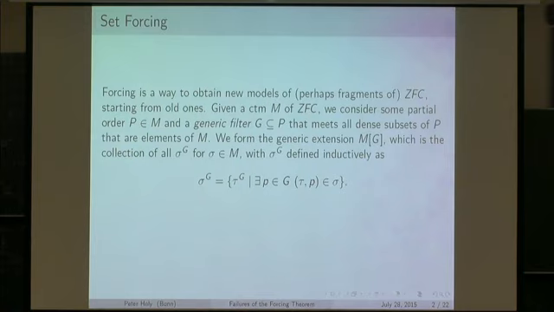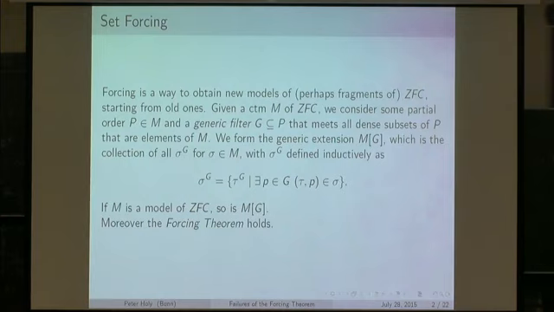And then we can form a generic extension M[G], and that we do by taking all the names sigma in M and considering the evaluations with the generic filter. And I guess you all know how that goes. And so if we start with a model of ZFC, we know that the generic extension M[G] is a model of ZFC again. And the forcing theorem holds for all set forcing.